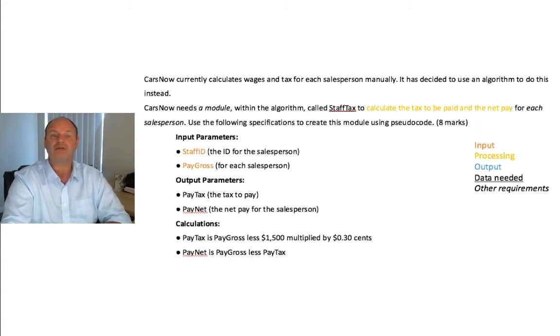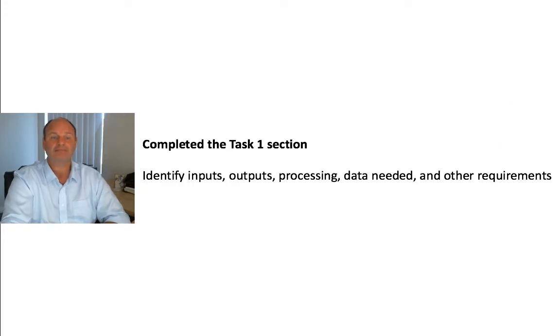Okay, so how did you get on? On this slide, you can see that I have several categories, which I have different colours for. So, staff ID and pay gross are inputs. So the processing is going to calculate the tax to be paid and the net pay, and this is going to be for each salesperson. We also need to call our module staff tax.